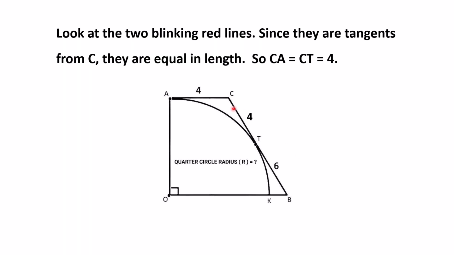At the two blinking red lines, both are tangents. From the external point C, CA is a tangent and CT is also a tangent. Since the two tangents from an external point must be equal, both of them are 4 units in length. So CA is equal to CT is equal to 4. Now let us see the next step.